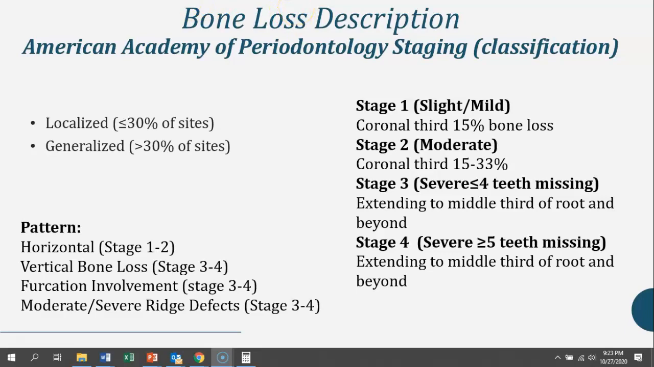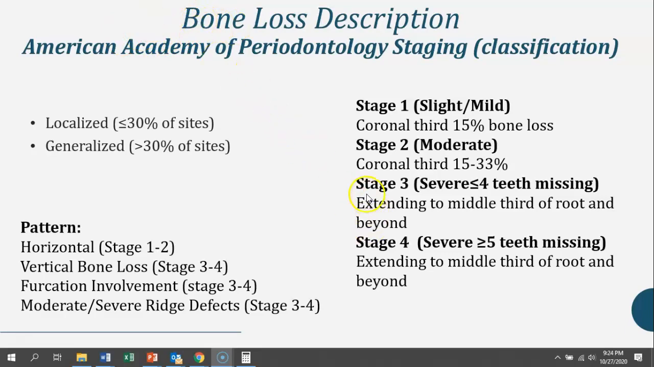Stage two is somewhere up to a third, basically. You can generalize it and say basically the first coronal third of bone. The part of the bone that's closest to the crown of the tooth is what the coronal third means. And you can have about a third of that bone lost and still be in what's called a stage two, or what some people call moderate periodontal disease or moderate bone loss.